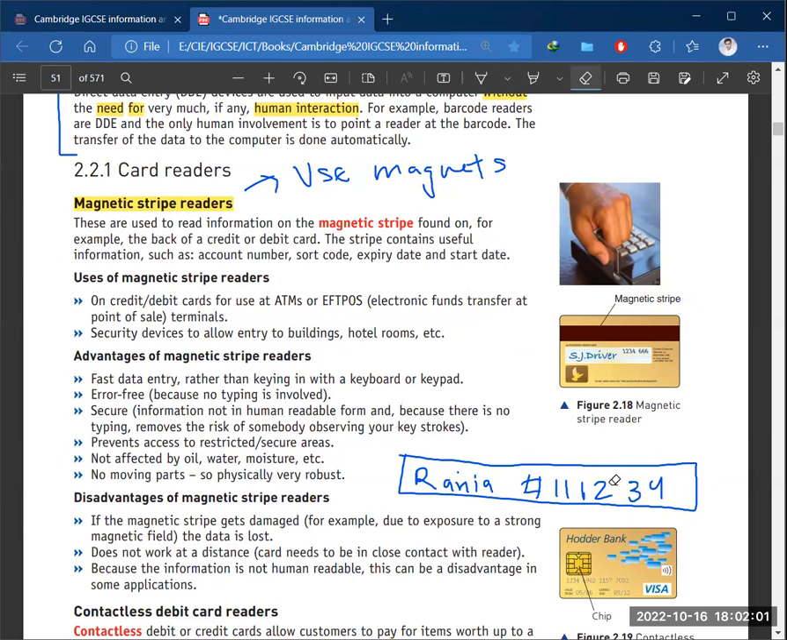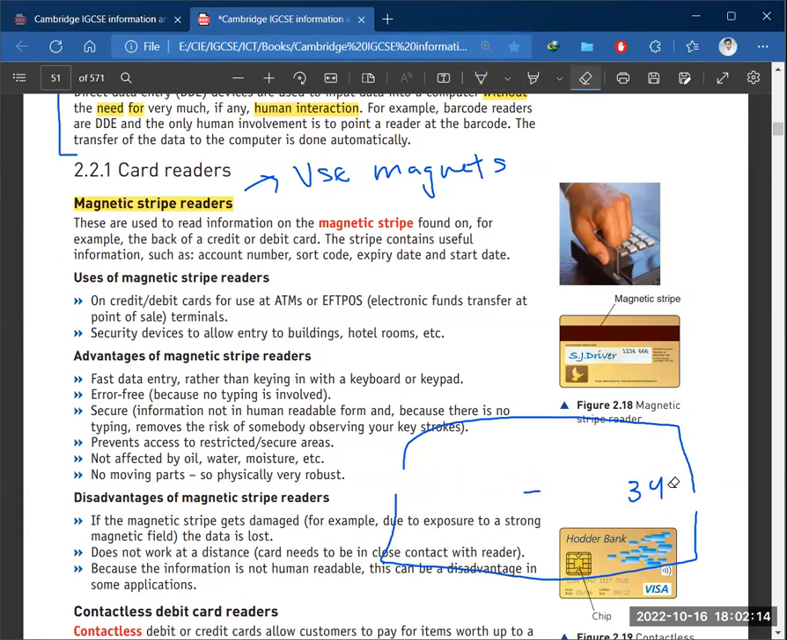Now what happens is when you swipe the card, it will take all of this data and it will open your account. That is what it does. But the thing is, it's a card with a magnet. What happens is if this strip is lost, then it's a useless card now, right? If the magnetic strip is gone, then it becomes useless. That is what we'll see afterwards.